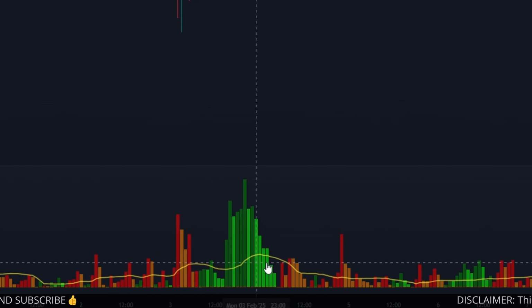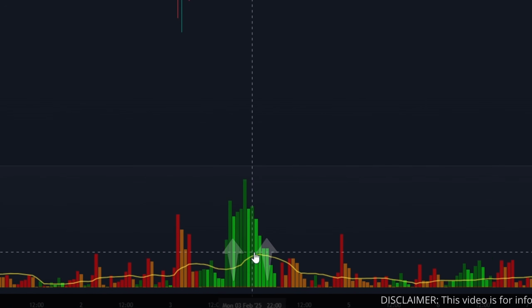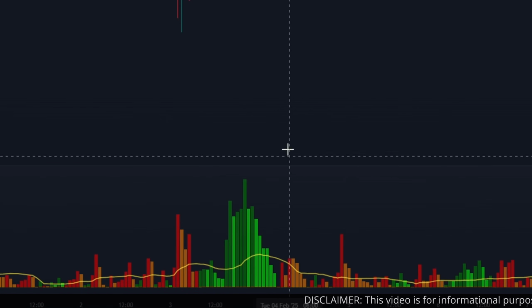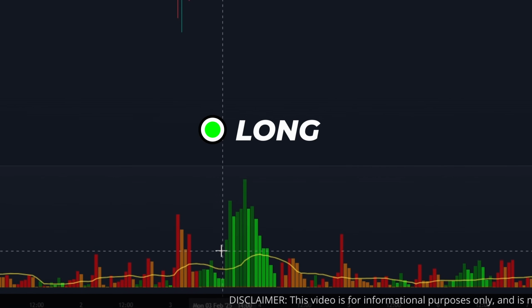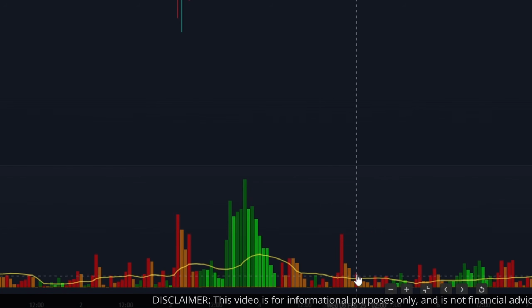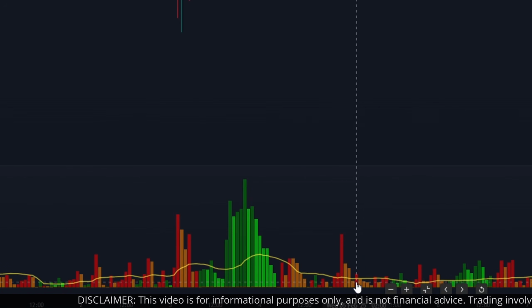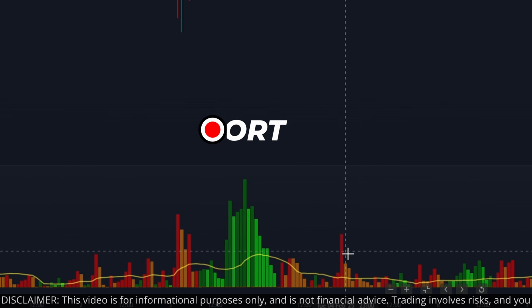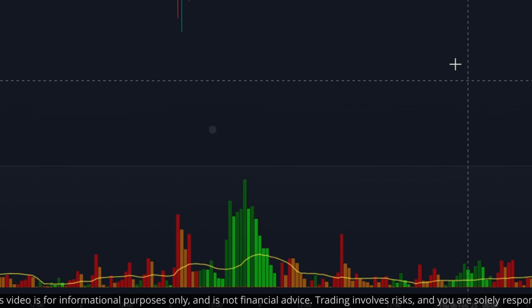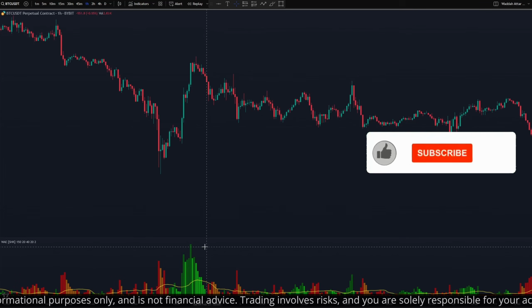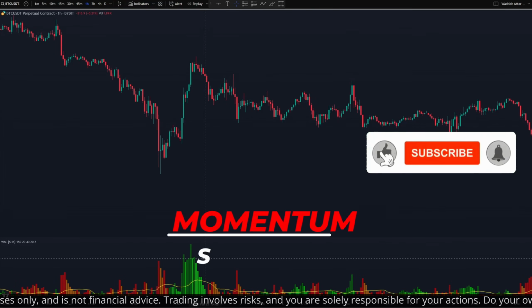Whenever the green histogram bar crosses over the explosion line, this yellow line, the indicator generates a long signal, while whenever a red histogram bar crosses over the explosion line, we generate a sell signal, so we're gonna open short positions. This indicator, as we were saying before, works perfectly for momentum strategy.